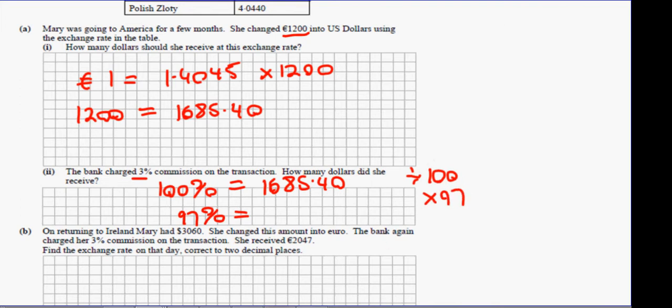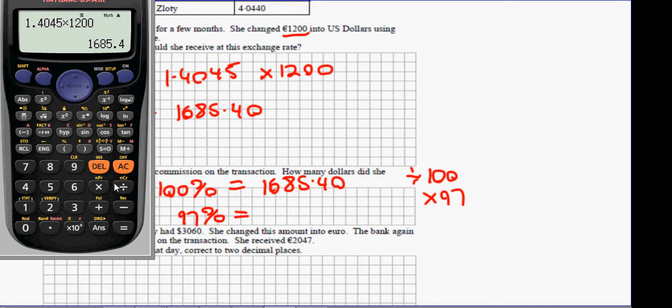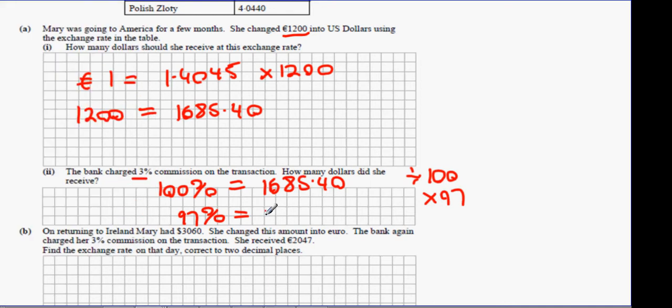So let's see what happens here. Divide by 100, multiply by 97. Now we're going to round it off. 1,634.84. So what did it say again? 34.84.